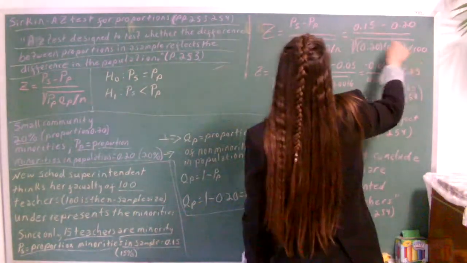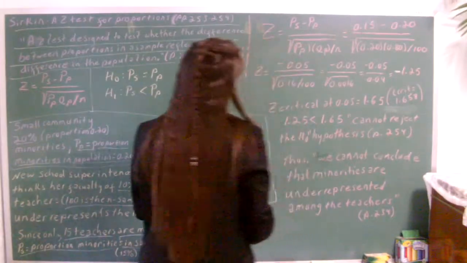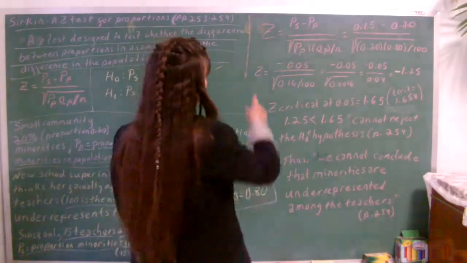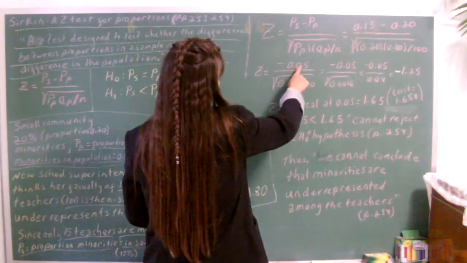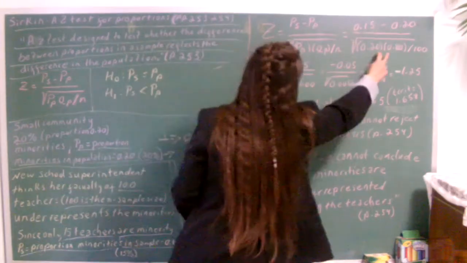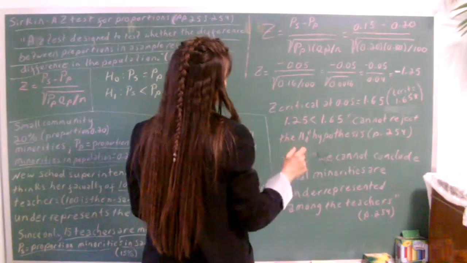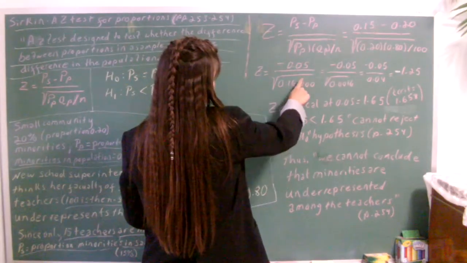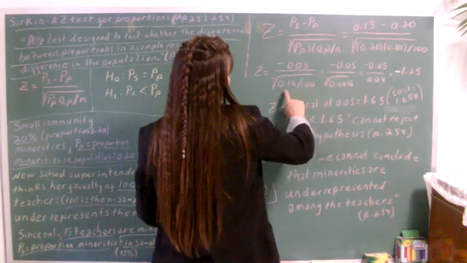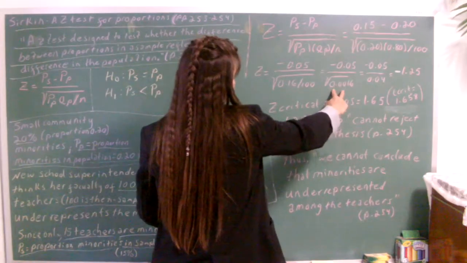Our n is 100. So now we show all of our math so the professor knows, that way if we make a mathematical error, they know that we understand the concept. So z equals negative 0.05, because first we subtract on top, and we also multiply on the bottom. 0.20 times 0.80 equals 0.16, divided by 100. Now we take care of this division part here. 0.16 divided by 100 equals 0.0016.